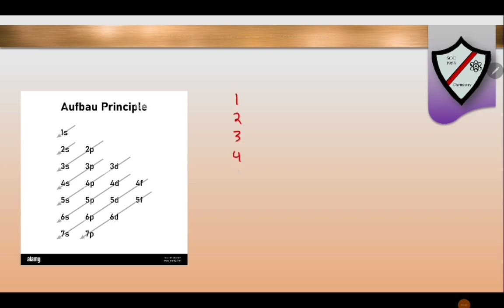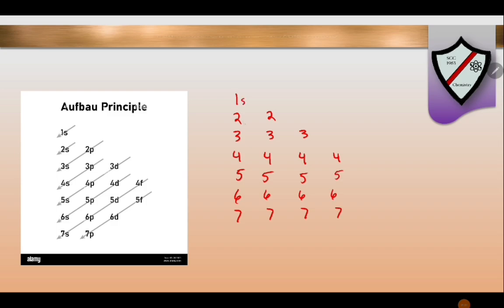3, 4, 5, 6, 7, as you see there, and then start another column that goes 2, 3, 4, 5, 6, 7, then a third column with the numbers 3, 4, 5, 6, and 7, and then a fourth column with the numbers 4, 5, 6, and 7.